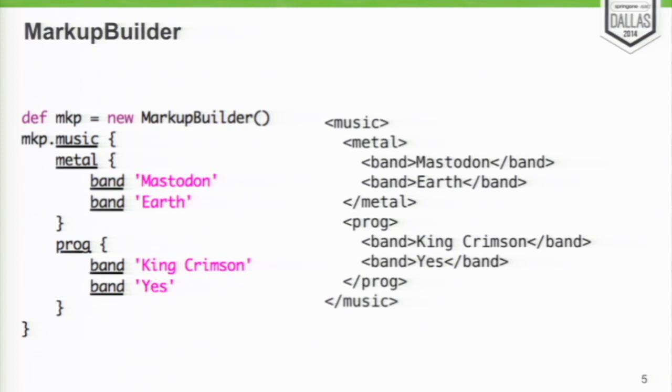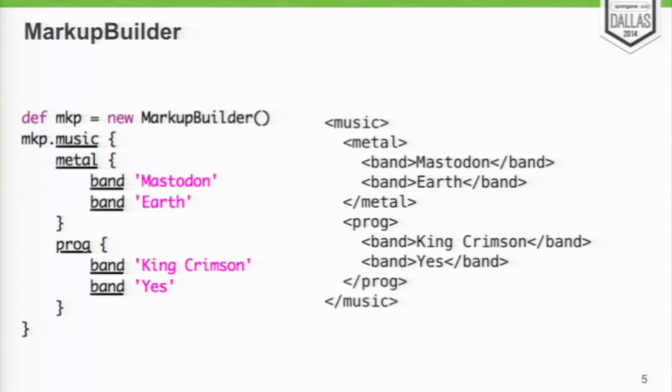So the call to metal is going to go back to that same method missing that intercepted the music method call. So another element is created, and the MarkupBuilder is keeping track of context, and it knows we're inside the music element, so it creates a metal element and adds it as a child of the music element, and then rinse and repeat, right?